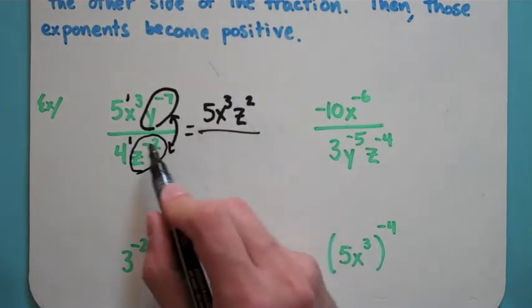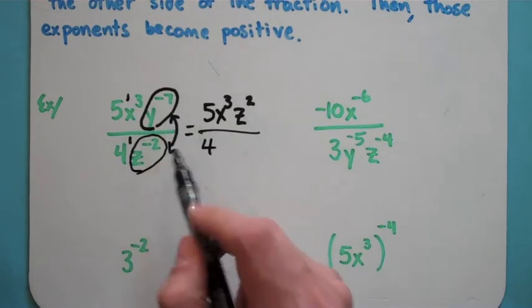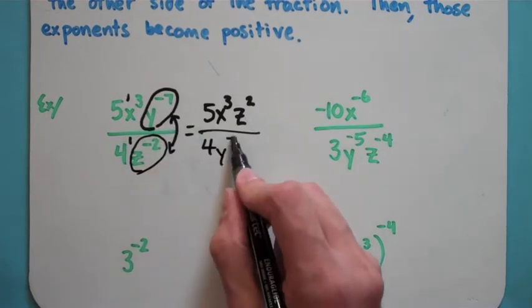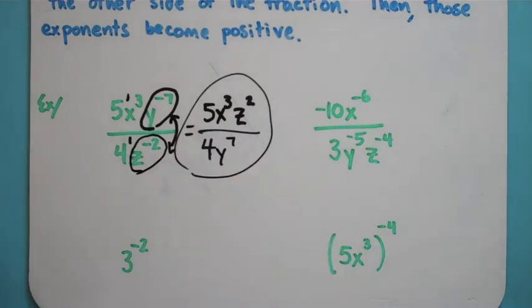On the bottom, I have my 4, that didn't move, and this y to the negative 7th moved down below. So it'll be y to the positive 7th right there. This has no negative exponents in it. That is a final answer for that problem.